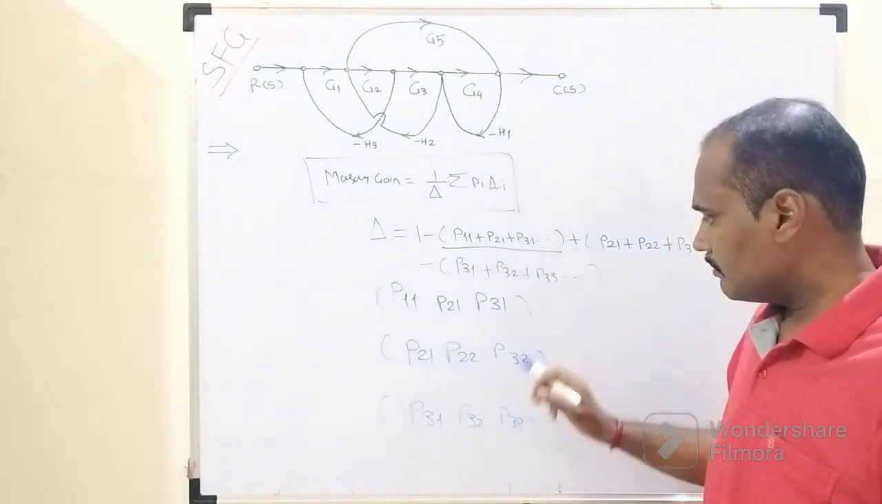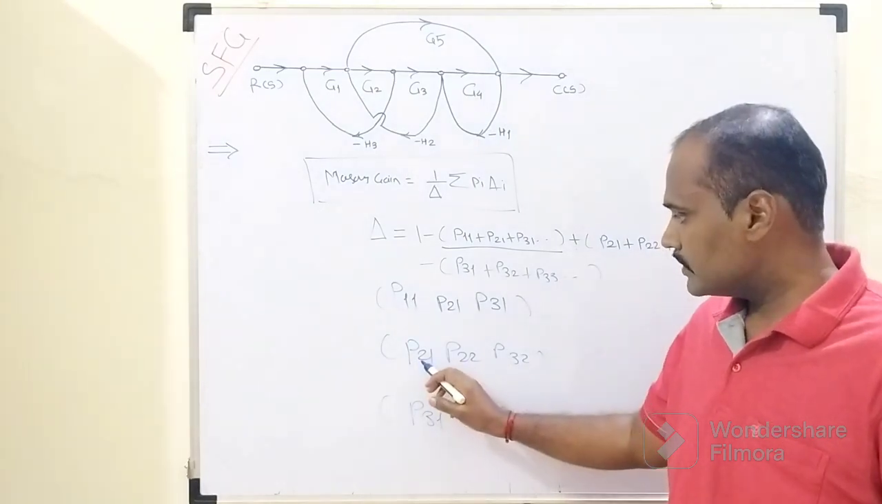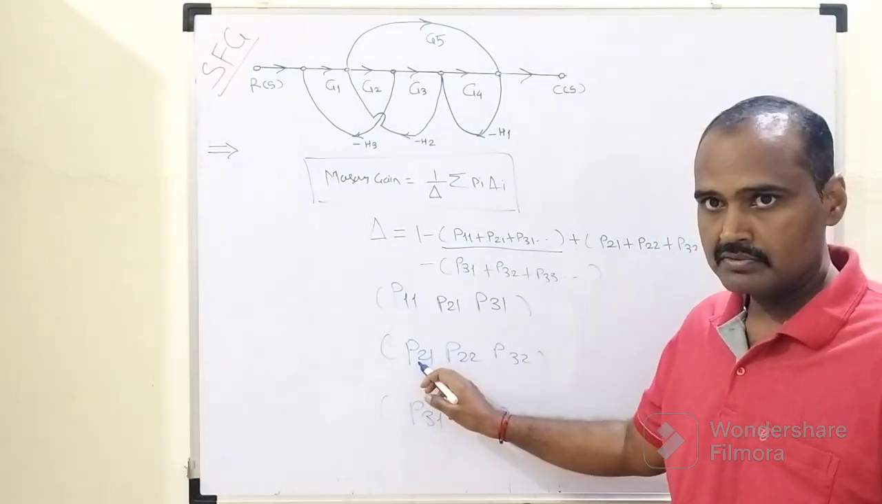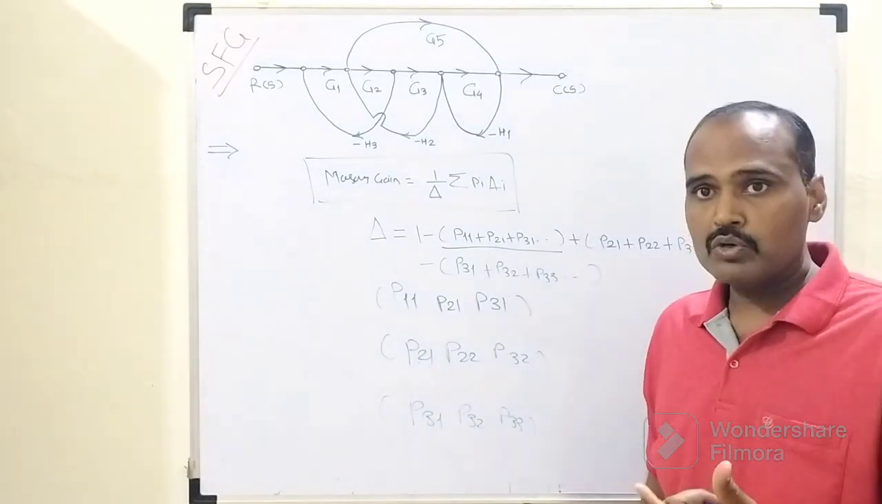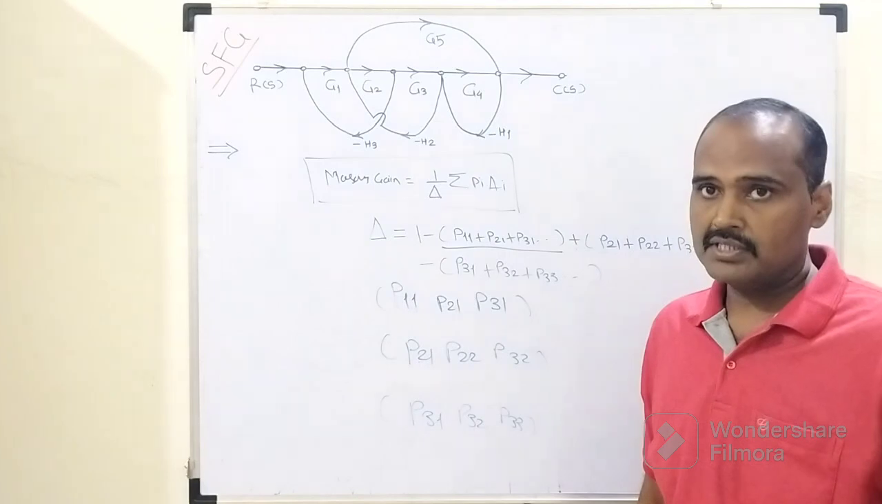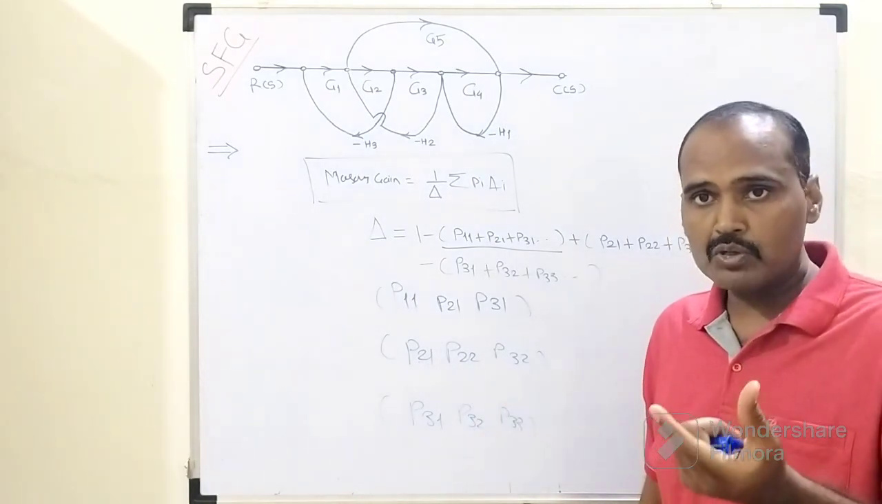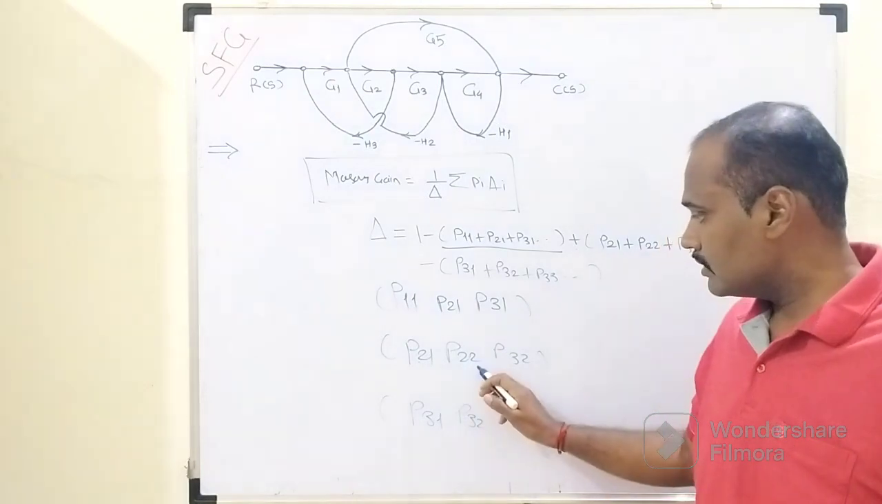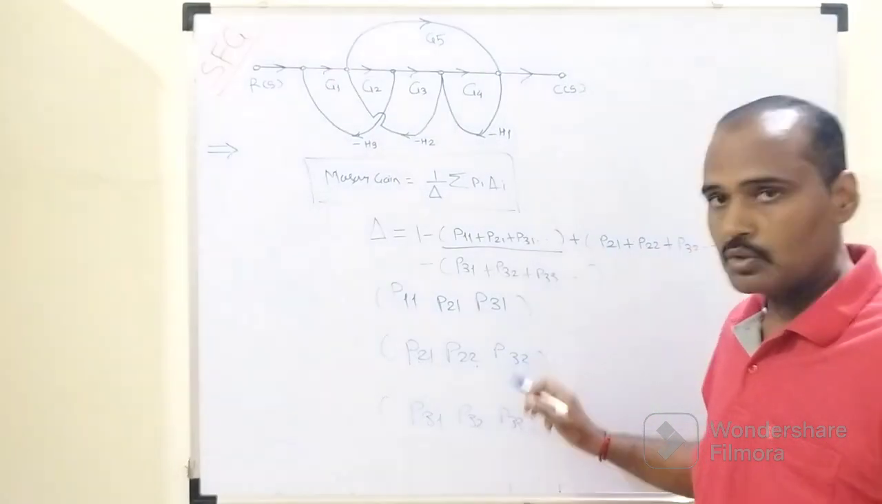P21, P22 and P32. So what are these? They can be called the first two non-touching loops. P21 is nothing but the gain product of the first two non-touching loops. P22 can be called the gain product of the second two non-touching loops. Similarly, the gain product of the third two non-touching loops.